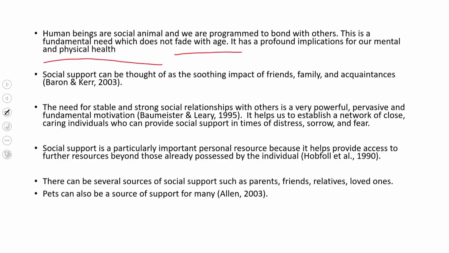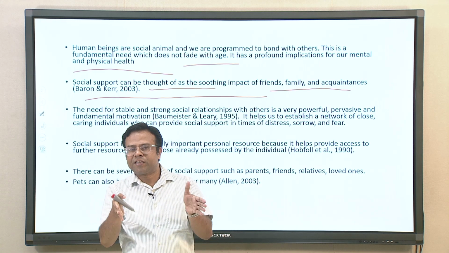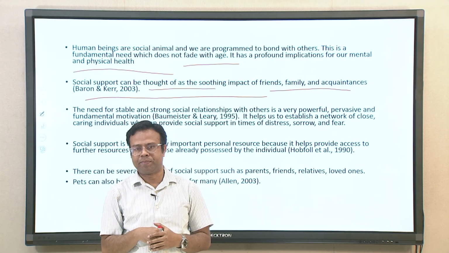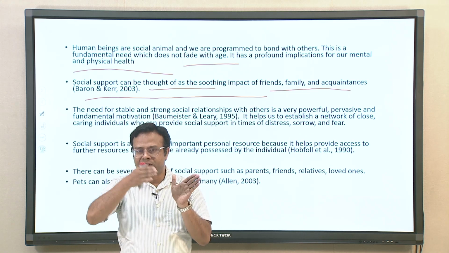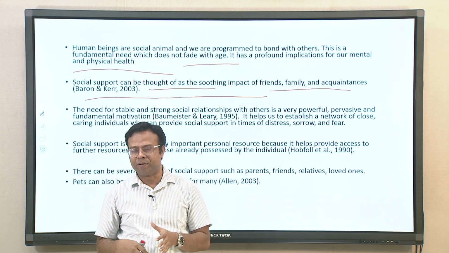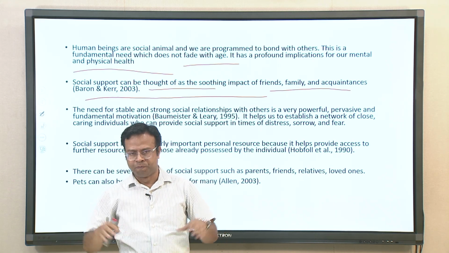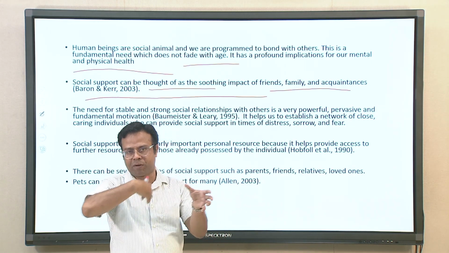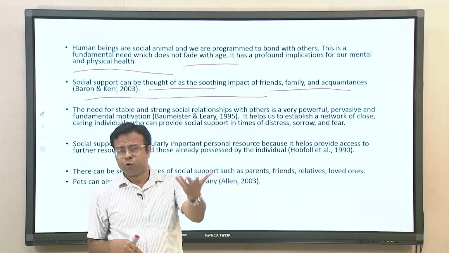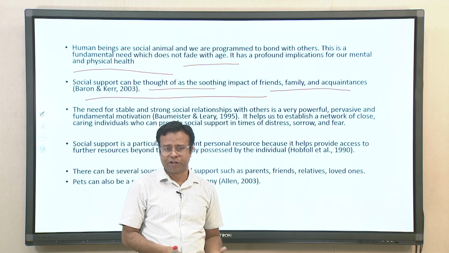Now, when we talk about social support, it can be very broadly thought of as the soothing impact of friends, family and acquaintances. So, the kind of support that we get from close people around us has a soothing impact. It helps you or releases your stress and so on. So, there is a soothing impact when you get support from other people, particularly friends, family and acquaintances. That is broadly what we can call a social support system, the kind of support that we get from other people around us. It could be tangible support, it could be emotional support and so on.